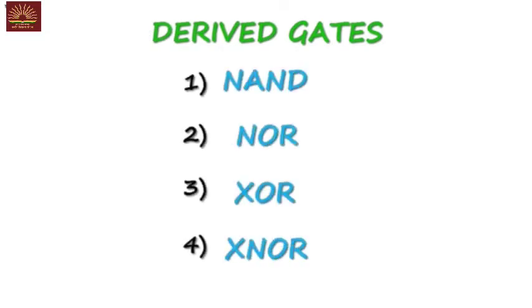These logic gates are called derived gates. They are of 4 types. Let us study them one by one.